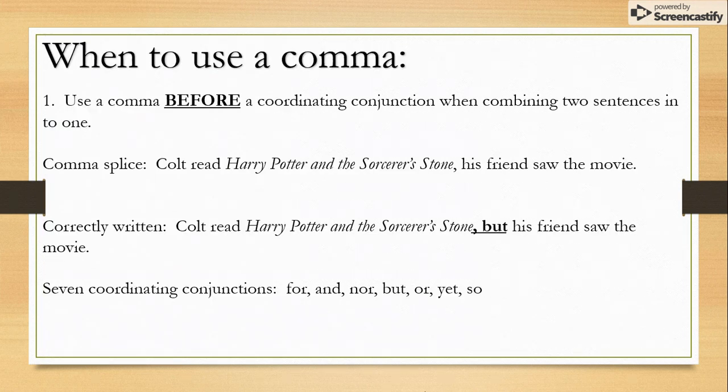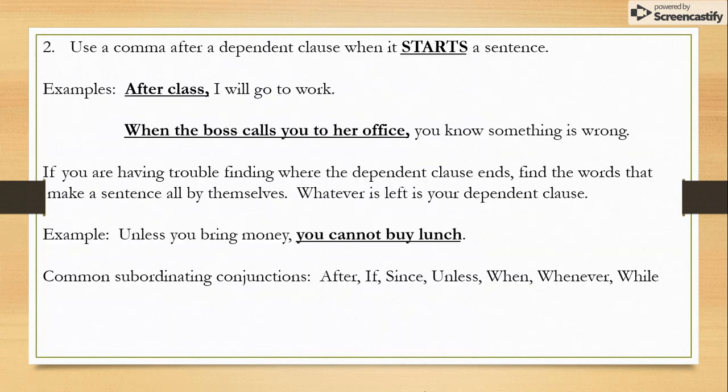So let's talk about when to use a comma. Use a comma before a coordinating conjunction when combining 2 sentences into one. And this is the sentence we've been working with all through the video. It's a comma splice if I just put a comma in between the word stone and the word his. But if I add a coordinating conjunction behind that comma, now I have a good sentence. And we've got 7 words that we can work with here: for, and, nor, but, or, yet, and so. Make sure you choose the right conjunction. You may want to try 1 or 2 of them out, see which one works best. But don't forget, you need a comma and you need the coordinating conjunction. Once you have that, you no longer need a period in this location.